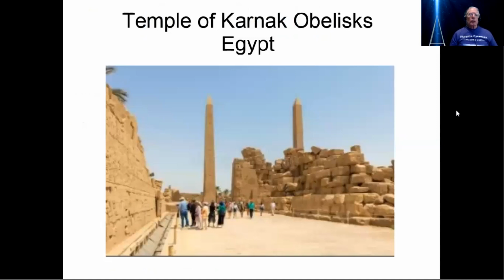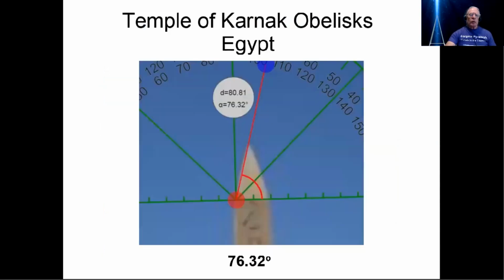Now, the first obelisks we're going to look at are from one of the two famous Egyptian temples. This one is the Temple of Karnak in Egypt. You see here the dual obelisks in the background after the ruins of the Temple of Karnak itself. And of course, as we've done in the past, I've used the MB ruler here. We've done a close-up of the pyramid structure on top of the obelisk and measured the slant angle of that. And we've come up with 76.32 degrees.